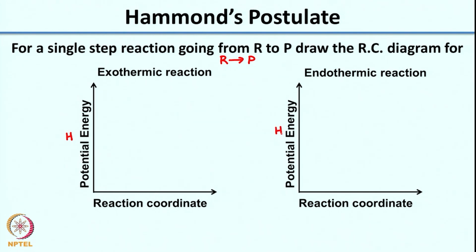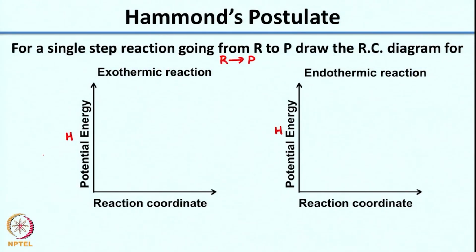Just to refresh your memory, an exothermic reaction is a reaction which gives out heat. So in an exothermic reaction, you have a delta H which is negative, whereas an endothermic reaction is one which takes up heat. So in this case you have your delta H which is positive, or greater than 0. You can press the pause button and draw the reaction coordinate diagram for both these cases.